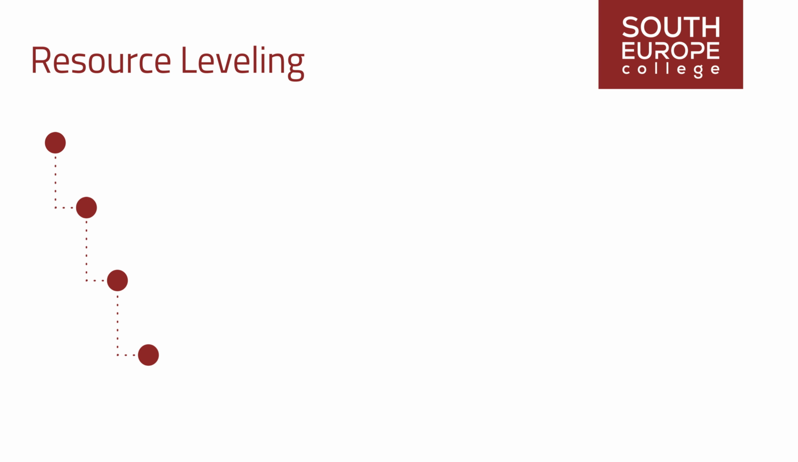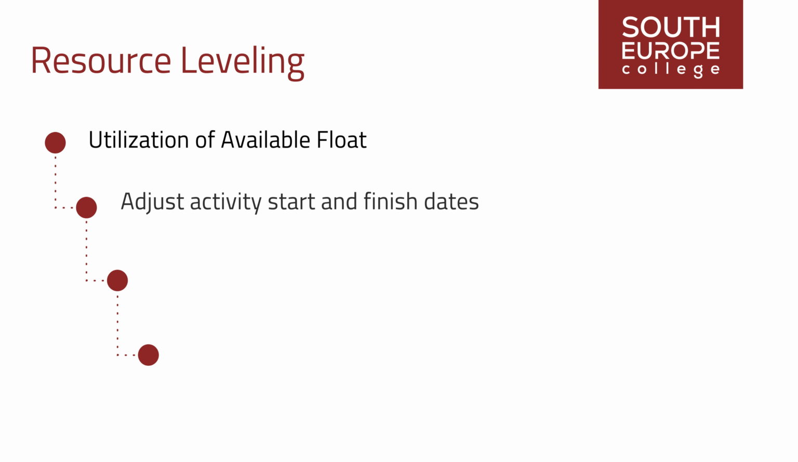One of the critical considerations in resource leveling is the utilization of available float, which refers to the flexibility or slack time within the project schedule. By leveraging available float, project managers can adjust activity start and finish dates without impacting project deadlines or compromising quality. However, balancing resource leveling and maintaining project momentum is essential to avoid unnecessary delays or disruptions.